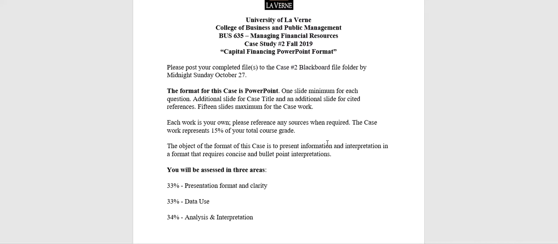If you have any questions on that, I have office hours on Thursday. You can send me an email, post to the discussion board, any information you need. I'll be happy to help you. But it's your job to find the data and interpret the data and give explanations and interpretations for each one of those 3 questions involving capital financing.